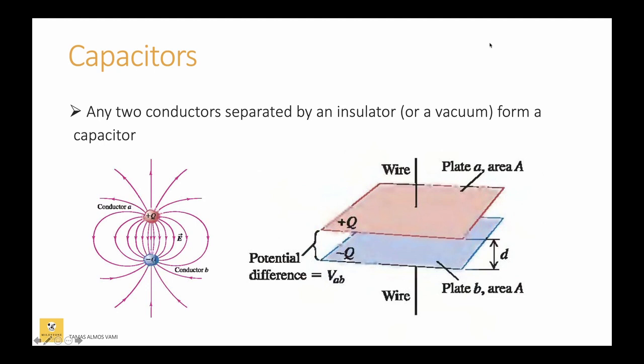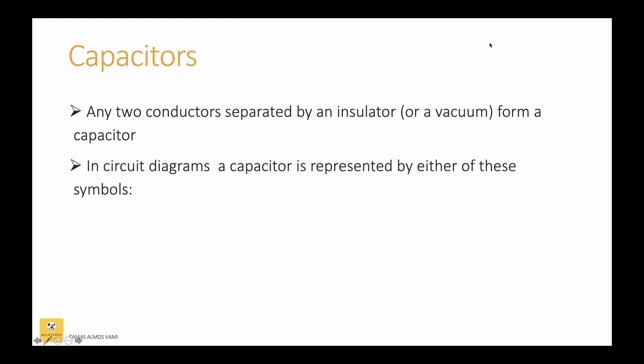We have a wire, we have a plate, which we call A and B here, and there is a distance d between these two plates. We have plus q charge on one of the plates and minus q charge on the other plate. And there will be a potential difference between these two, and that's what we call a capacitor.